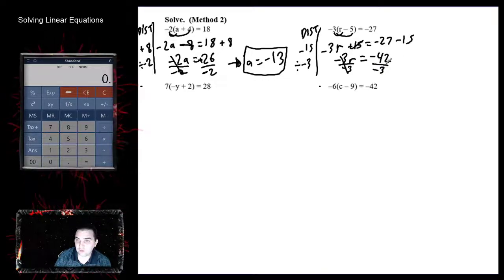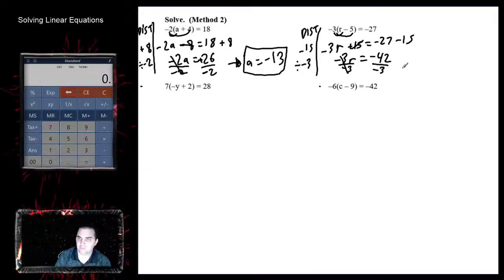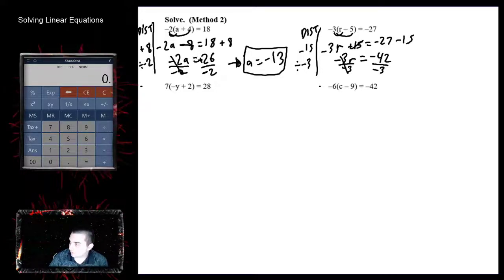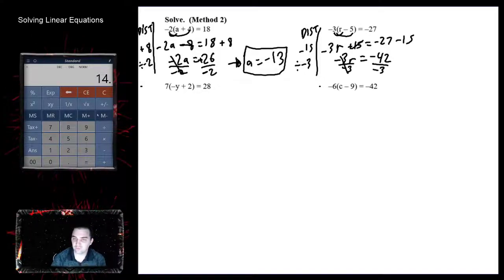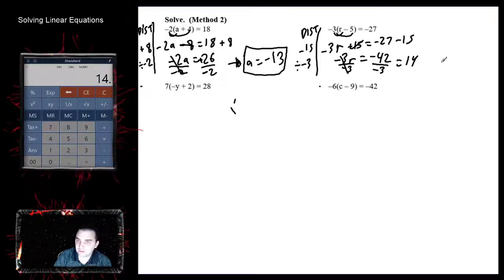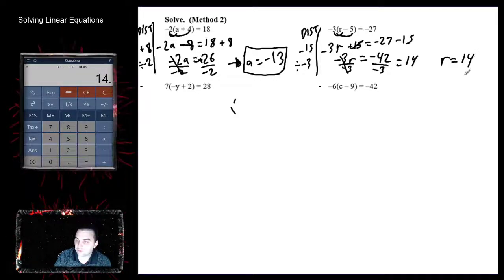And 42 divided by 3 is what? Why am I having so much trouble? Oh, because it's late. Okay. I don't know why I can't do that in my head right now. Of course it's 14. Okay, so that is positive 14, which means that r is equal to 14.